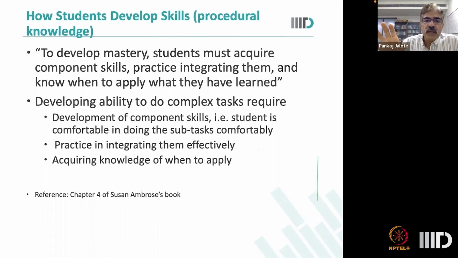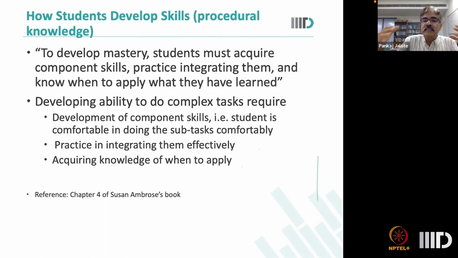So for any of these things, the first principle here is that to develop mastery in any skill, students must acquire component skills. Because if you want to build a system, a circuit, you first need a board, then different chips, and how you connect them. You don't build the whole system together. You always build it in parts. For those parts you need those skills. So this is what is called component skills.